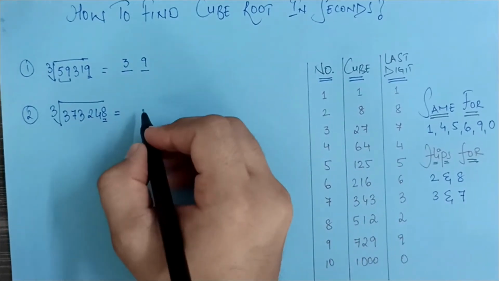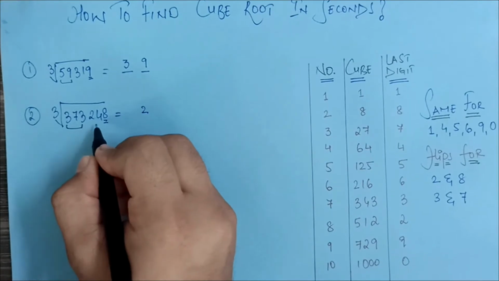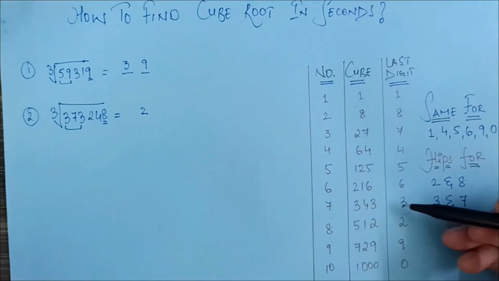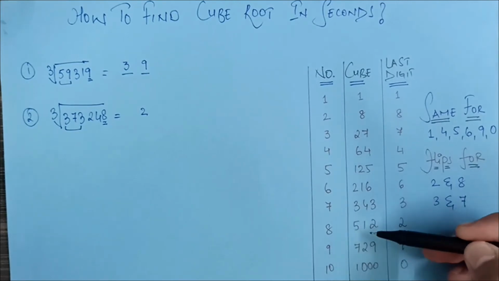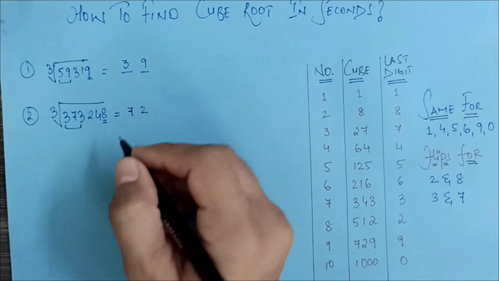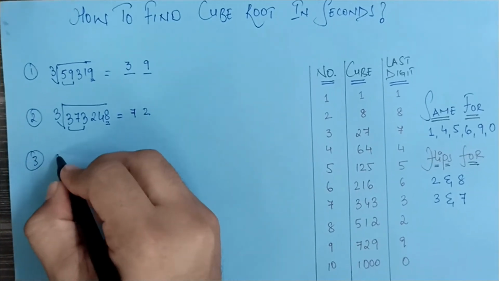Now, we ignore the last 3 digits and check the remaining digit, which is 373 in our case, which falls between the cube of 7 and 8. But we always have to take the smaller number, which is 7 in our case. Hence, the cube root of 3,73,248 will be 72.